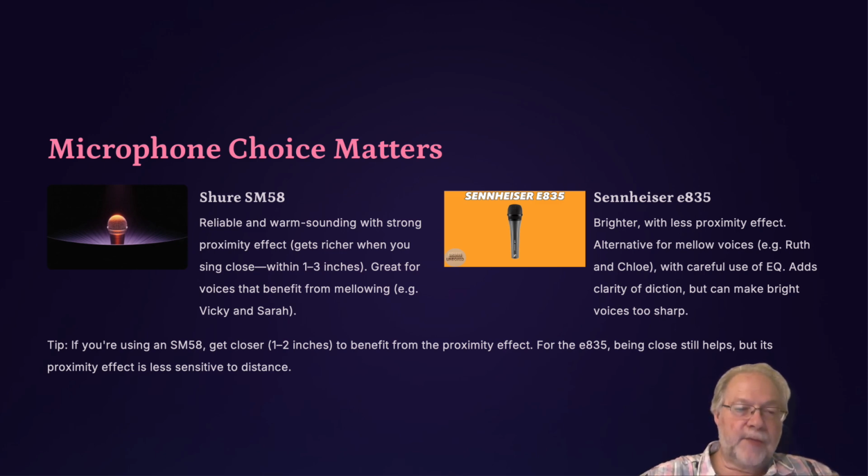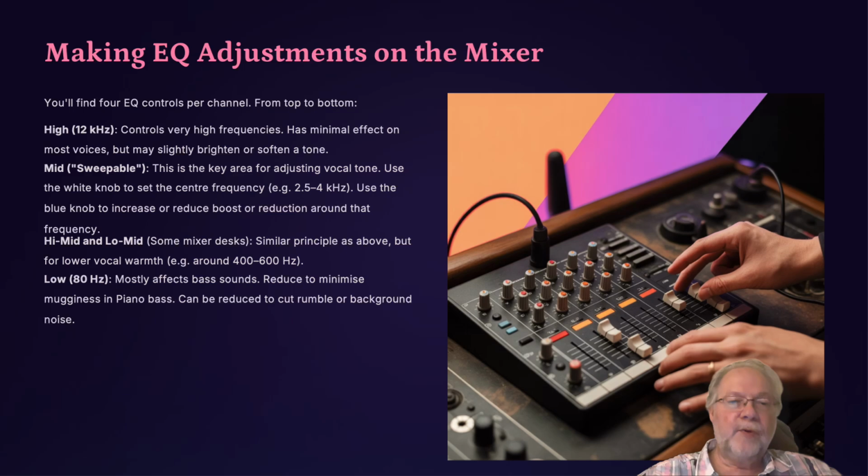So, a general tip would be that if you're using an SM58, then get closer, take full advantage of the proximity effect. If you're using an E835, then being close will still help, but its proximity effect is less. It's less sensitive to distance, and therefore more compensation for warmth would be appropriate on the desk if that's your voice type. So how does EQ work on the desk?